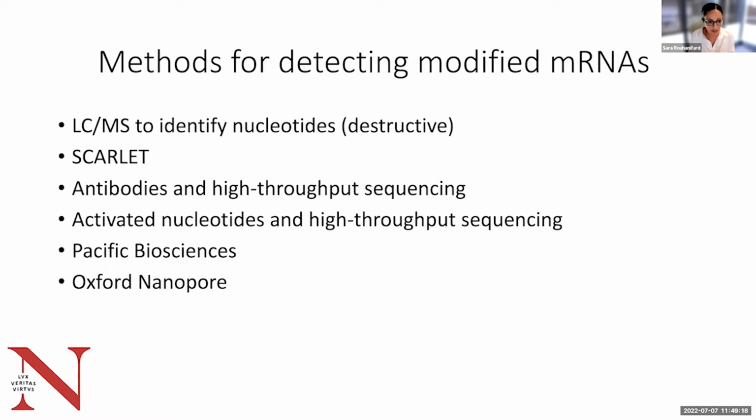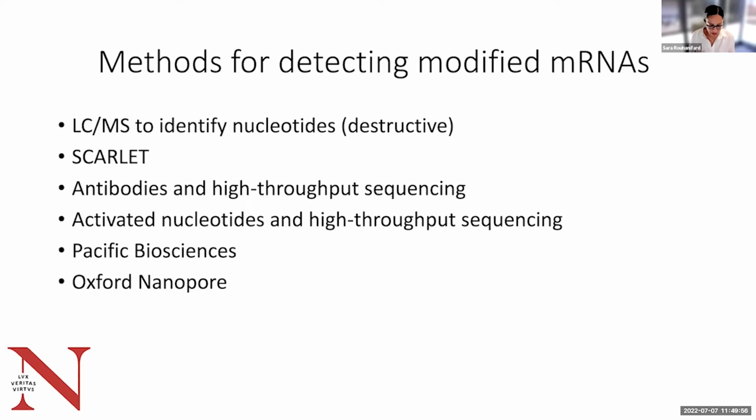You could also use antibodies in high throughput sequencing. So I mentioned the M6A antibody, which is used to do Illumina sequencing and identify the M6A sites. Something that's very common is activated nucleotides in high throughput sequencing. So this is using some kind of chemical labeling method to identify the modification site. For example, with pseudouridine, you could use a chemical called CMC, which will site specifically label it. And then when you generate your cDNA library, you'll have an RT stop at the site of the modification, which helps you identify where they are in the sequence.